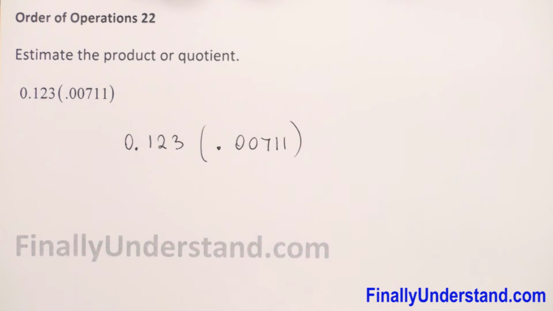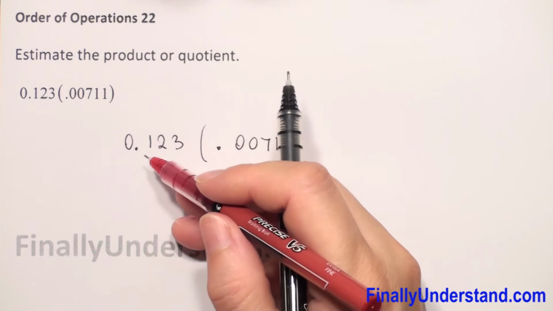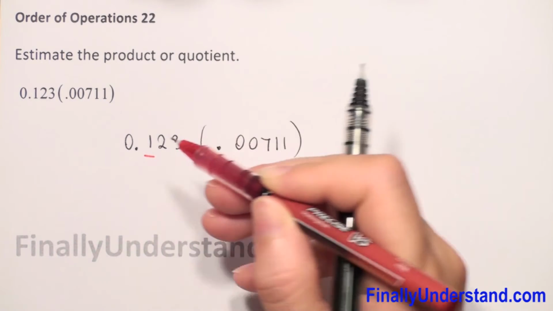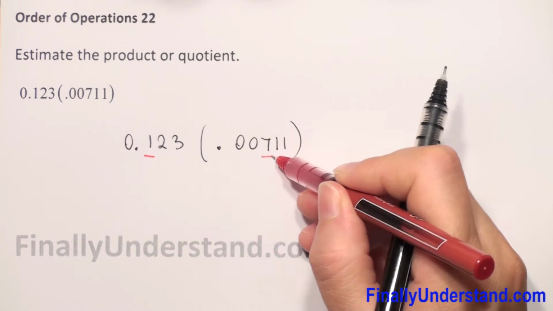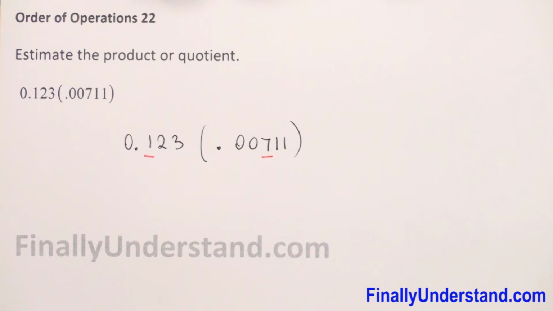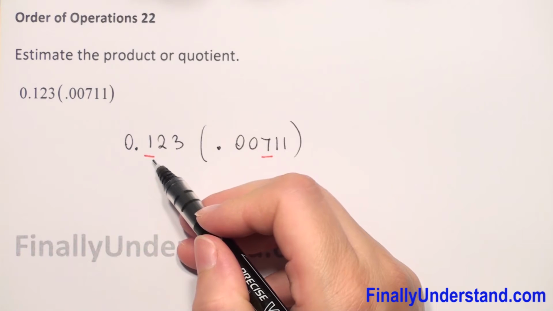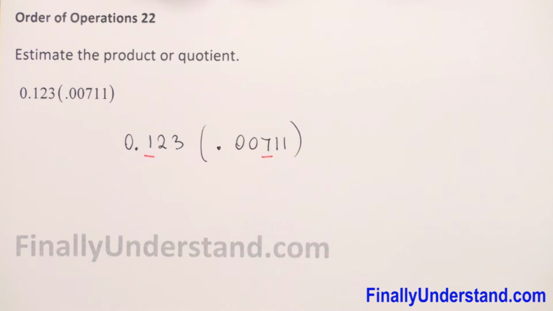So we have to front round each number. So we have to round to first non-zero digit. So first non-zero digit in the first decimal number is 1 and in the second is 7. So we need to round to these numbers. So we have to check the digits after our underlying digits is 2. And if a number is less than 5, what we have to do?